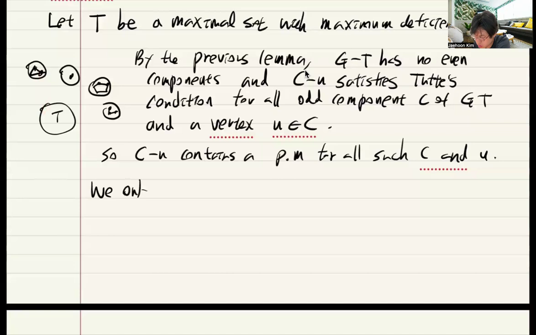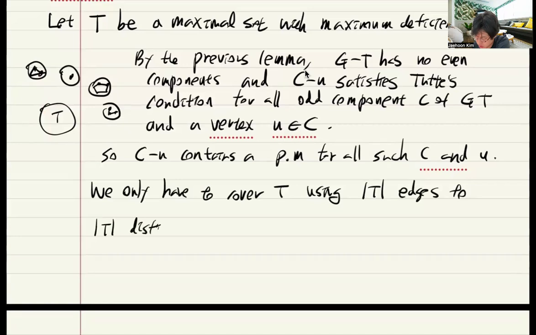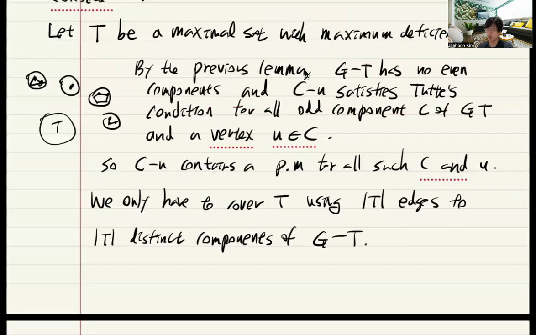So we only have to cover T using, say, size of T edges to size of T many distinct components of G minus T. So what do we do? Now our goal is, you have these vertices, then you want to find the matching covering this and this and this, covering all the vertices here.